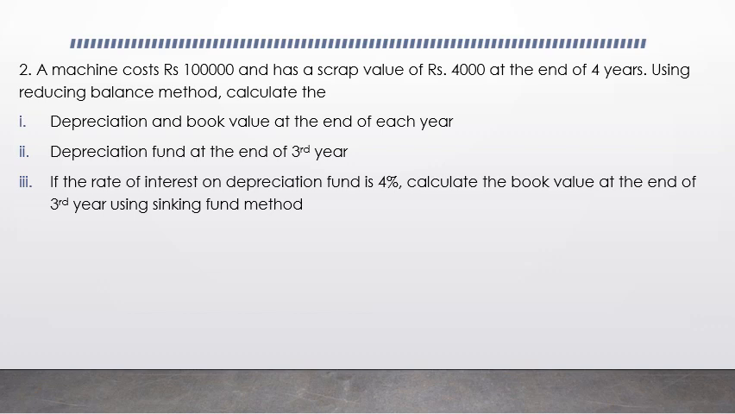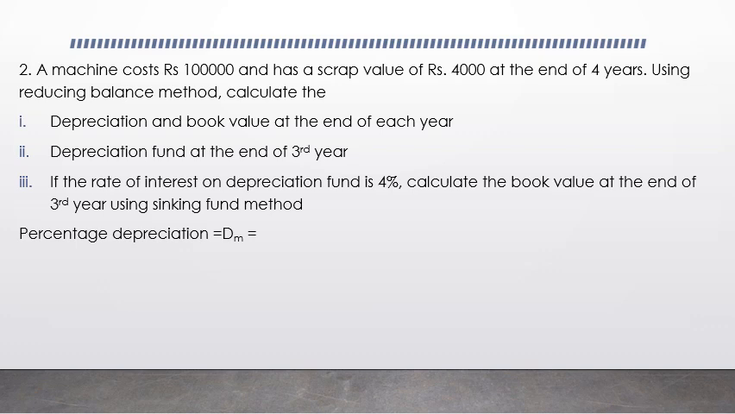In this problem, we will solve another two different methods. One is the declining balance method or reducing balance method, and the second one is the sinking fund method. First, let us start with the reducing balance method. The reducing balance method is also termed the fixed percentage method.